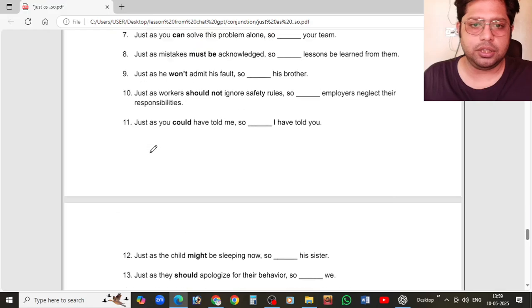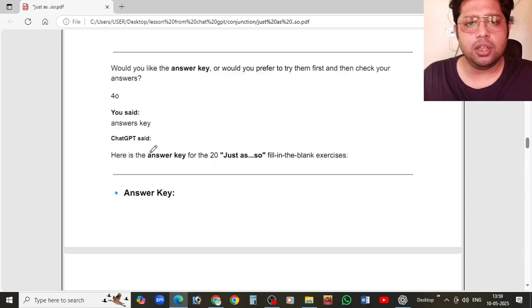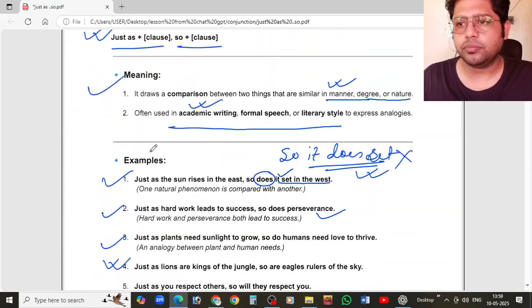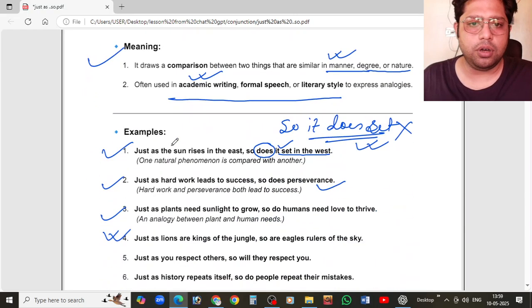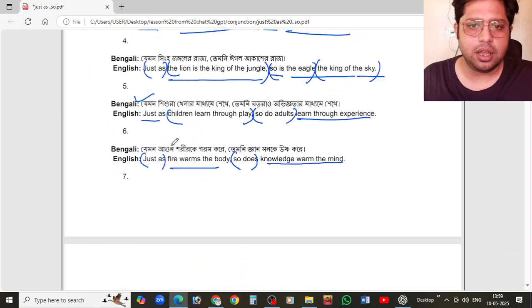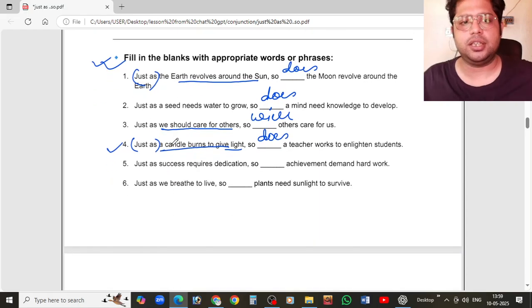So this is what I wanted to tell you today, and I have done. So I think that this class is going to be very helpful to you, and if you do all these examples yourselves, then it will become very easy. I mean, these structures, just as, so, will be very easy for you, and you'll be able to use them in your speech and writing.